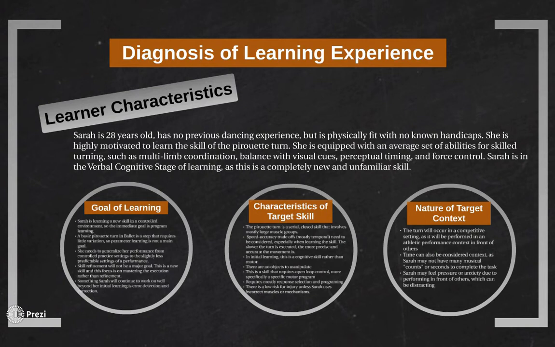Sarah is equipped with an average set of abilities for skilled turning, such as multi-limb coordination, which she would need to execute the turn, balance and with visual cues, again a very major component that she would need to execute the turn, perceptual timing and force control.